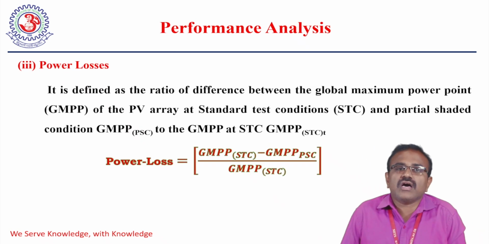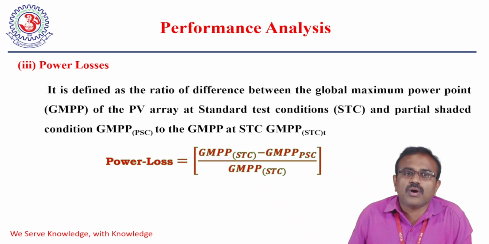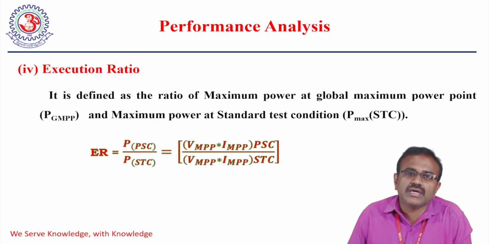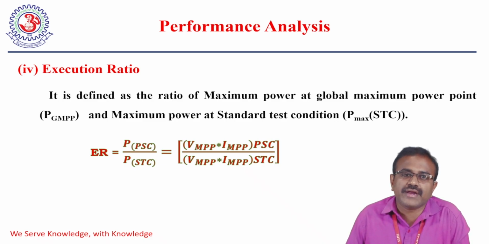Next one is power losses. It is defined as the ratio of the difference between the global maximum power point of the PV array at standard test conditions and at partial shading conditions to the GMPP at standard test conditions. This is the formula for power loss. The final one is execution ratio. It is defined as the ratio of the maximum power at the global maximum power point to the maximum power at standard test conditions.